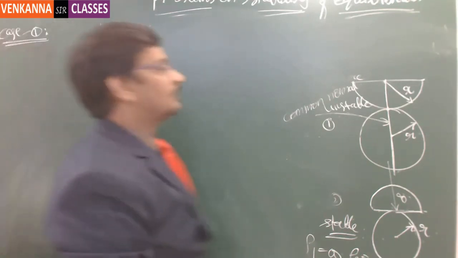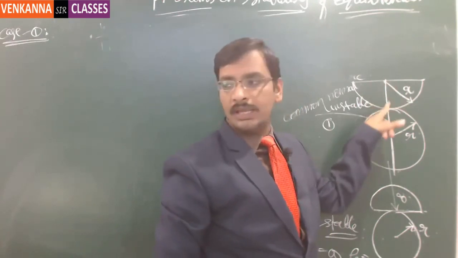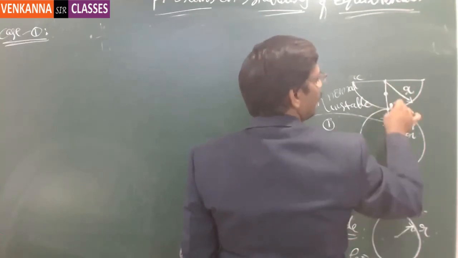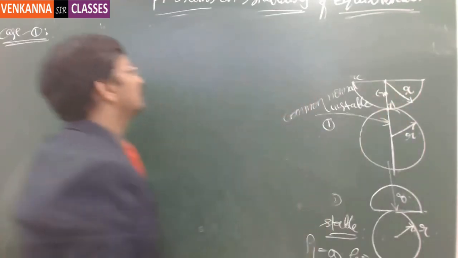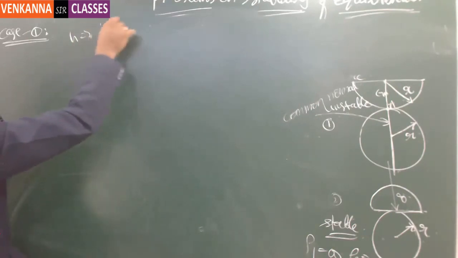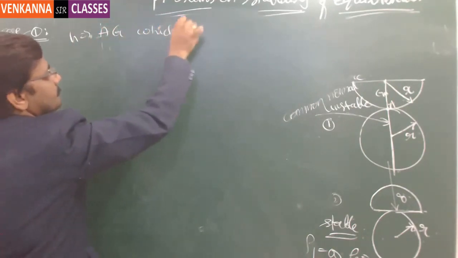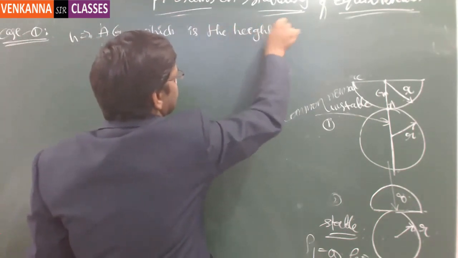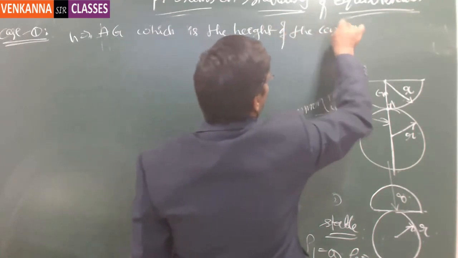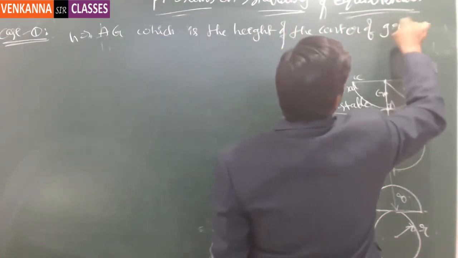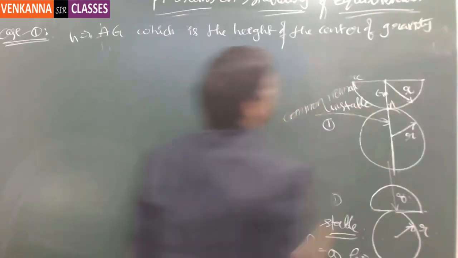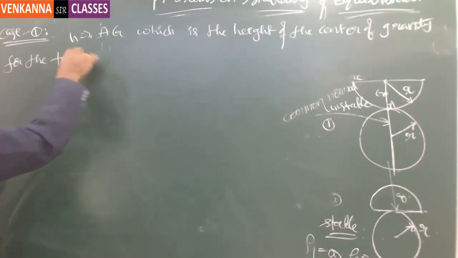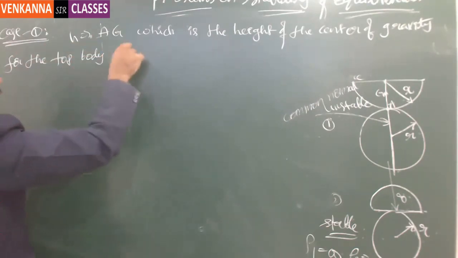H is the center of gravity of the top body above the point of contact. So this is the center of gravity, let us say, and this is the point of contact A. I call this G. AG is h. H is equal to AG, which is the height of the center of gravity for the top body above the point of contact.